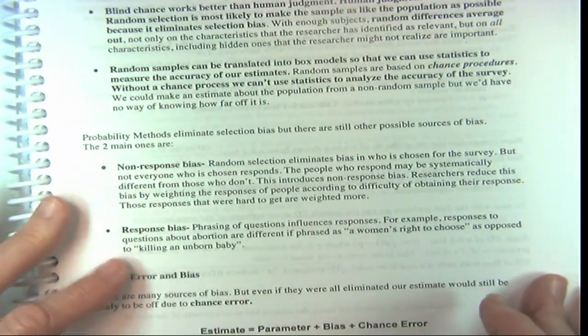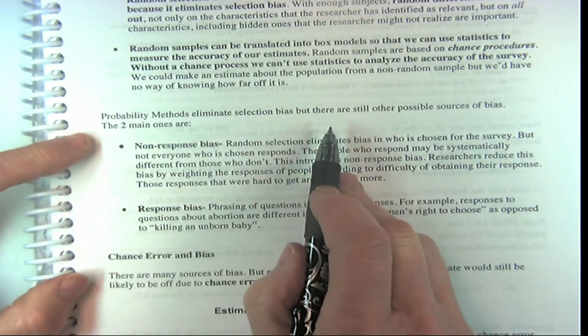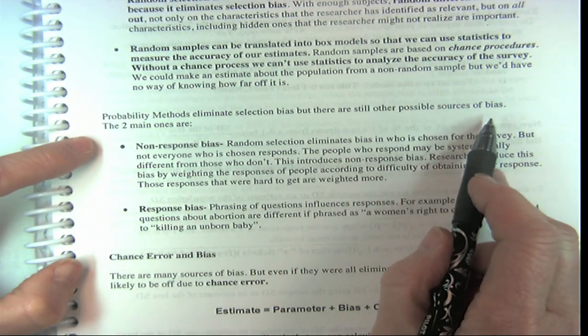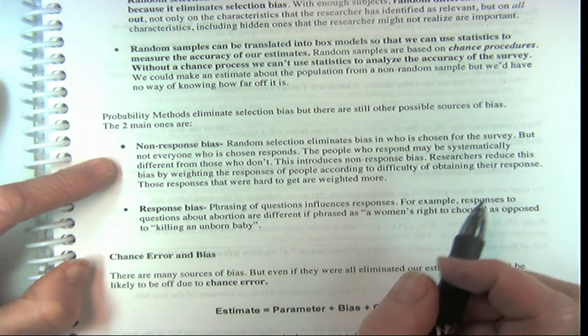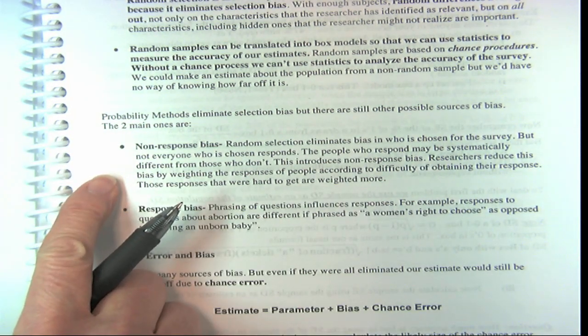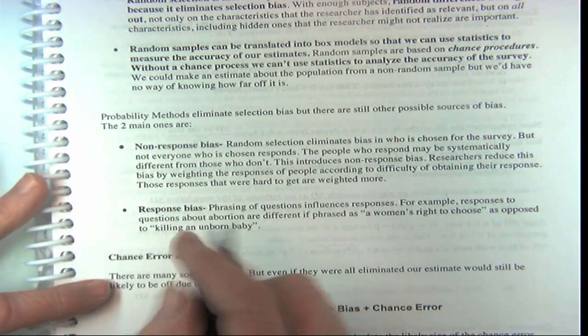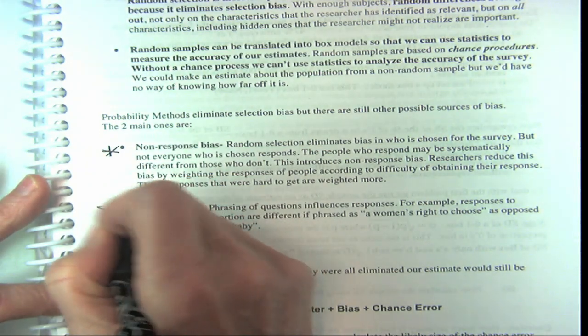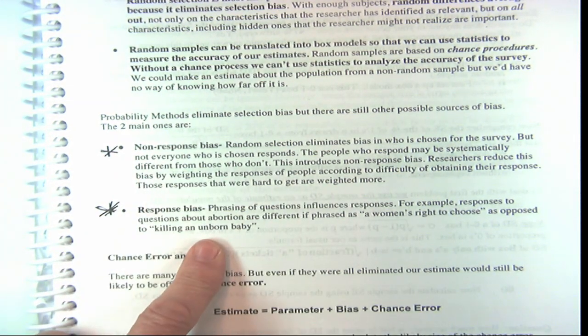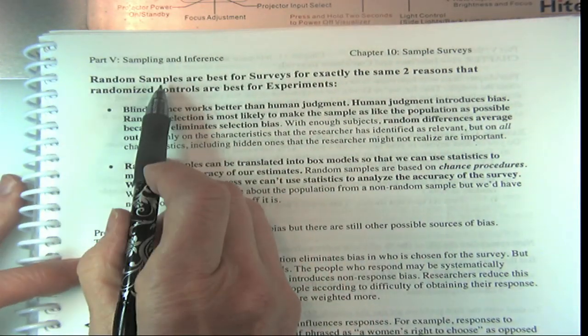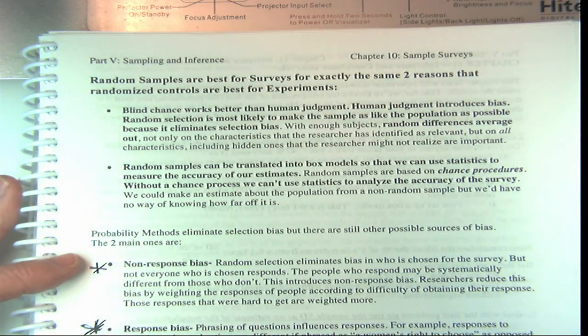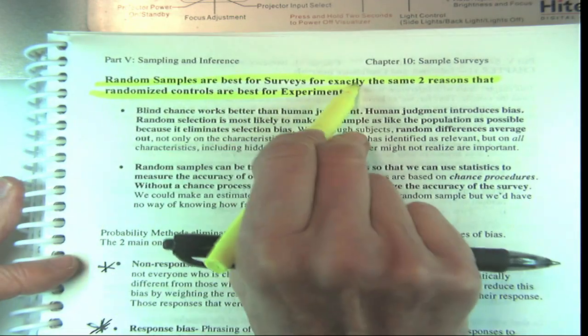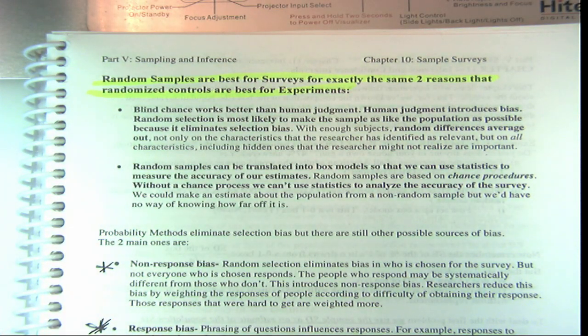That's right here. Probability methods eliminate selection bias, but there's still other possible sources of bias. And this one that she just mentioned is extremely important. And then there's another one too we'll talk about. But first, let's go to the top of the page and remember that random samples are best for surveys for exactly the same two reasons that randomized controls are best for experiments. And that's why we can go through this very quickly, because we already went through it with randomized experiments. Remember what our goal is.